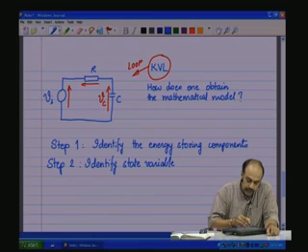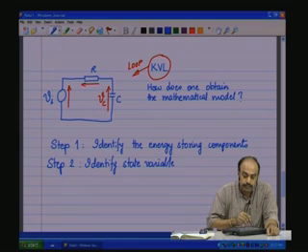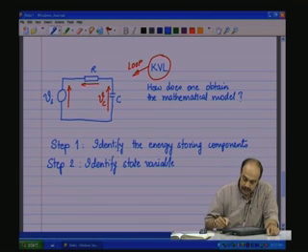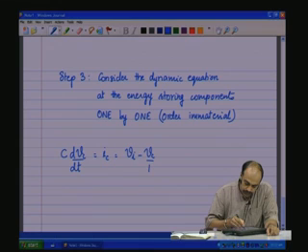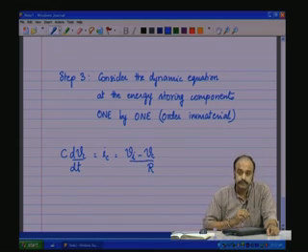And what is the current through the capacitance? It is the same as the current through the resistance, which is the same as the current through the Vi, because this is a loop. So, what is the current through the resistance? Vi minus Vc divided by R, and that is the current flowing through the capacitance. Therefore, C dVc by dt is equal to (Vi minus Vc) by R.